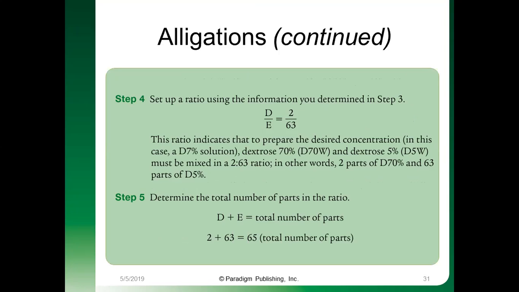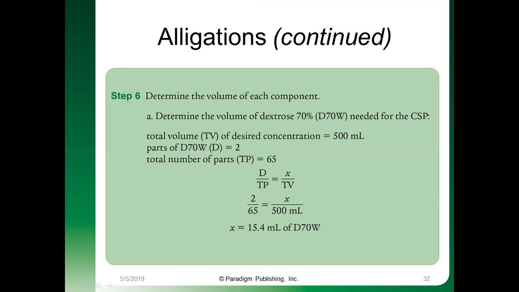Now to determine the total number of parts in the ratio, we have to do step 5, which is add the 2 parts. So D plus E. So 2 plus 63 is equal to a total of 65 parts. Now we can set up how much of each volume we would need. So determine the volume of each component.